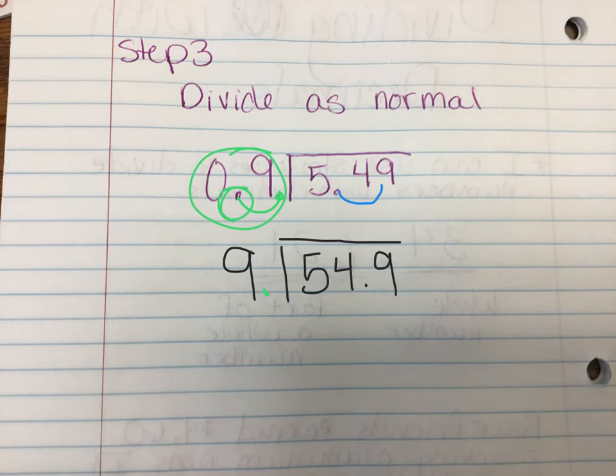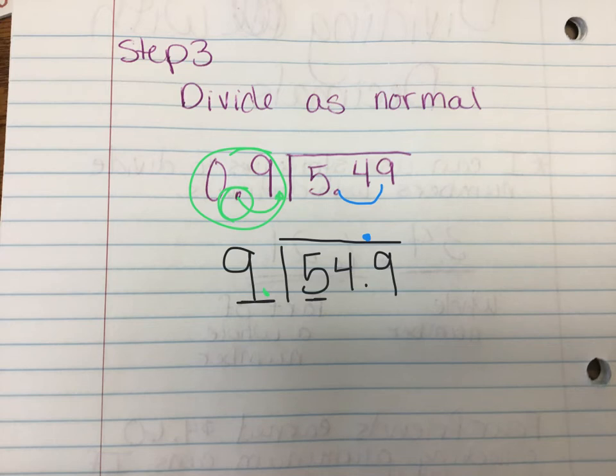So that was step 1. Step 2 is to pop the decimal up top. And then step 3 is divide as normal. Well, I have 5 items. Can I make a group of 9 with it?